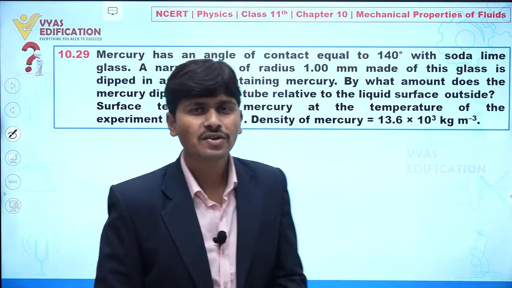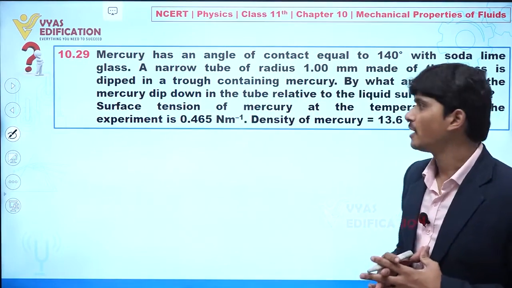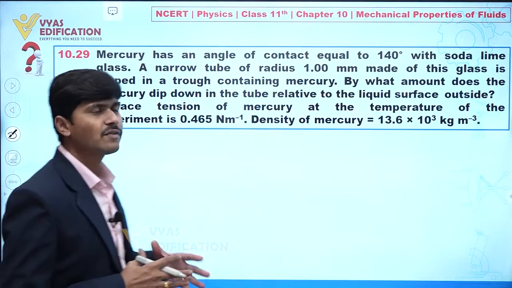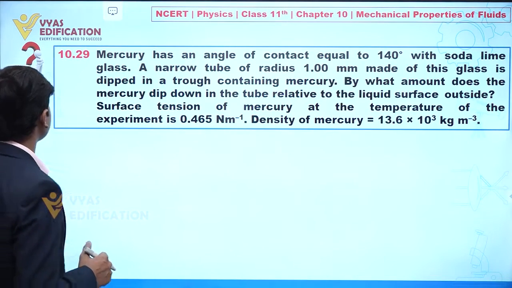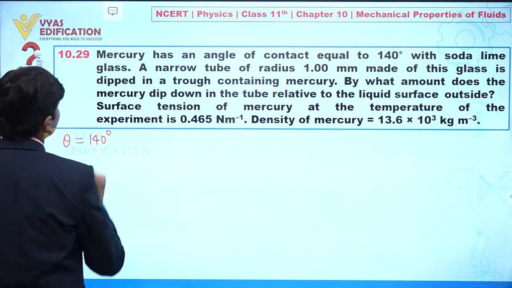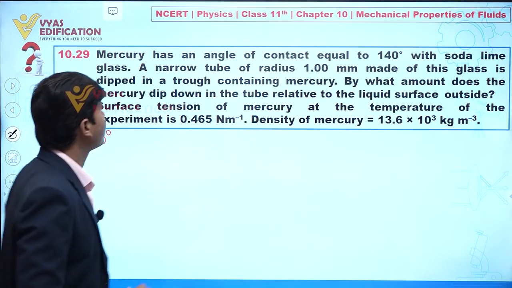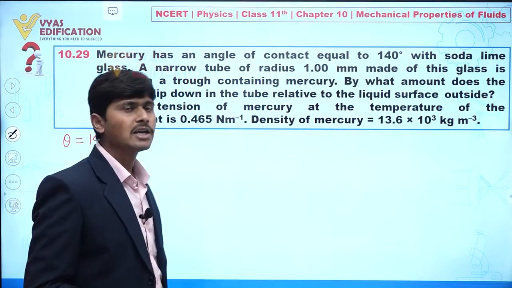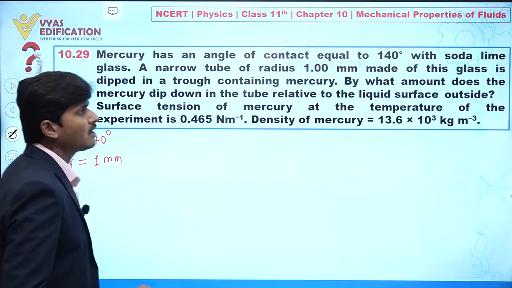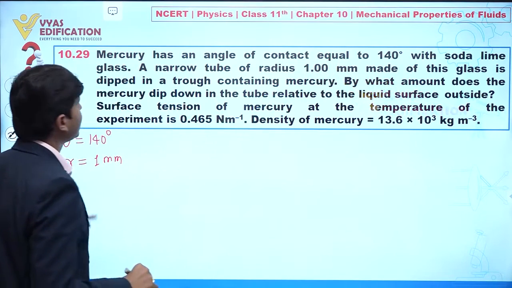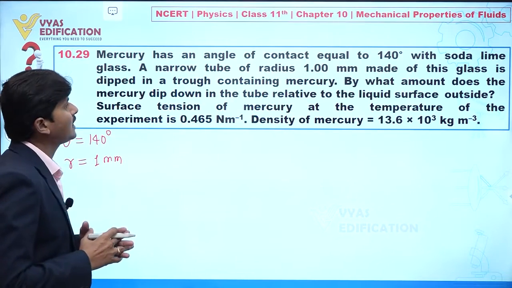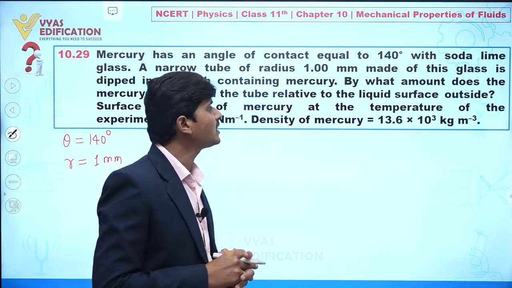Now dear students, we are going to discuss question number 10.29, and in this question it is given: mercury has an angle of contact equal to 140 degrees with soda lime glass. So the value of theta is given as 140 degrees. Now it is given that a narrow tube of radius r equal to 1 mm, made of this glass, is dipped in a trough containing mercury. By what amount does the mercury dip down in the tube relative to the liquid surface outside?